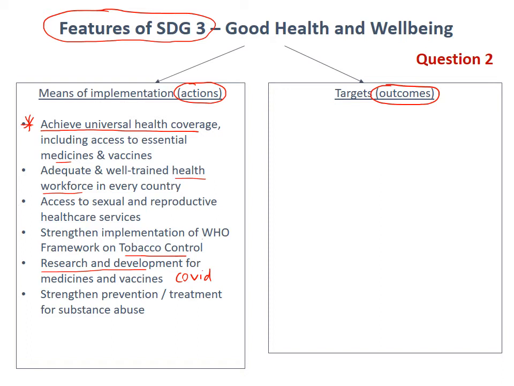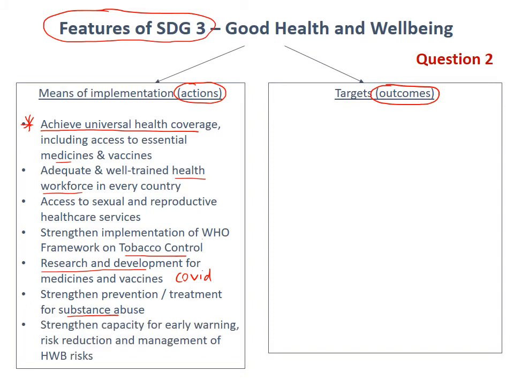Strengthening the prevention and treatment for substance abuse, remembering this is a new priority of the SDGs. And strengthening the capacity for early warning, risk reduction, and management of health and wellbeing risks. And again, COVID is an excellent example of that, of a pretty sudden, urgent, unexpected disaster. Countries needed to have things in place to manage those risks. Okay, so these are all things that countries can do, I guess is a good way to put it. Things that they need to do. And over here, these are the things we want to achieve.